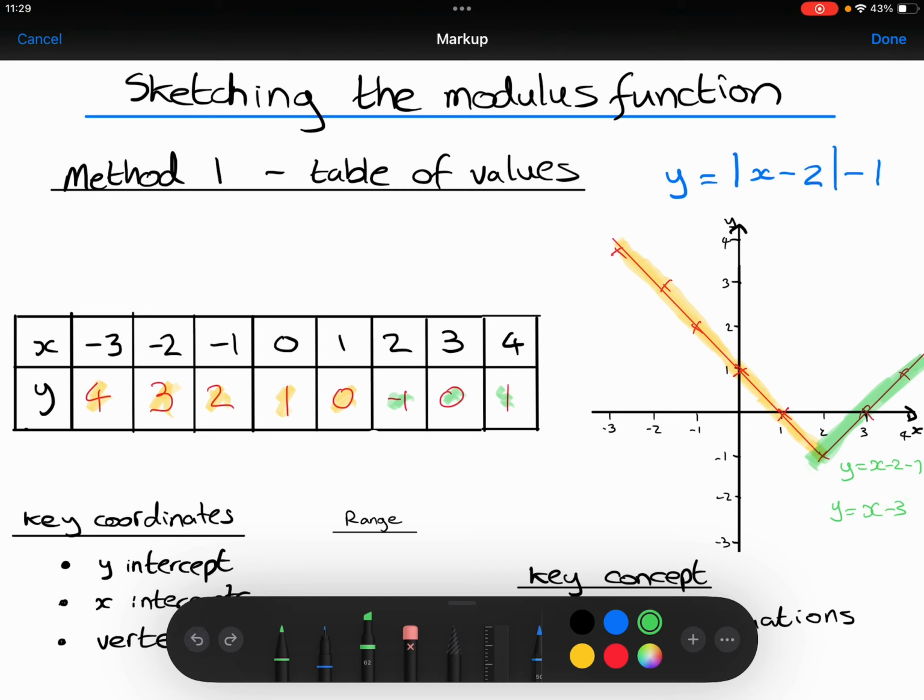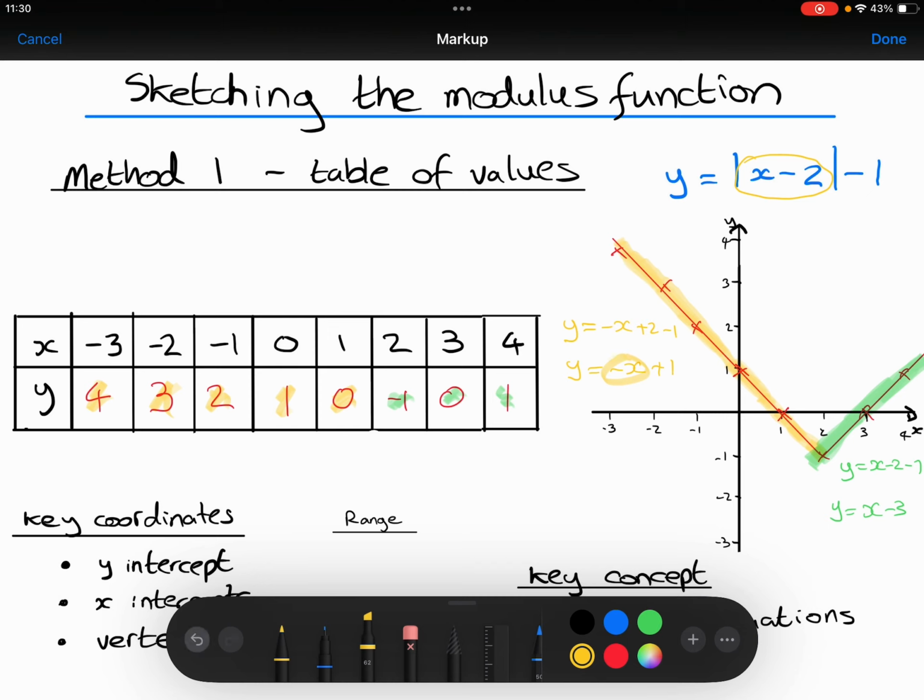The yellow part of the graph, that was where the modulus did change the signs. It changed all of this. It changed the x to be a minus x, and it changed the minus 2 to be a plus 2. So the yellow part of this graph is y equals minus x plus 2 minus 1, or just y equals minus x plus 1. It has a y-intercept of 1, and it has a negative gradient.